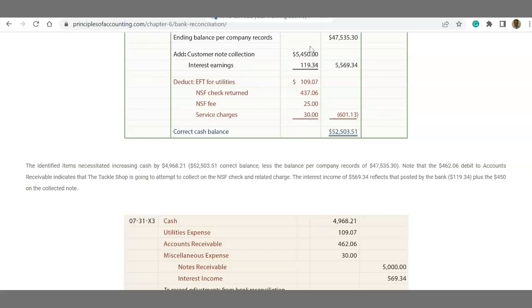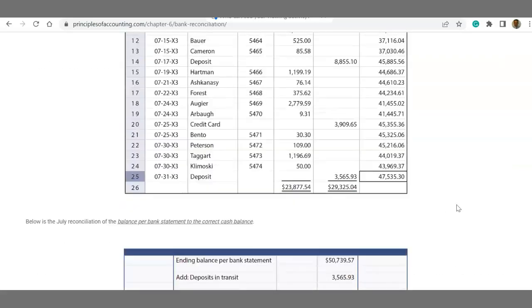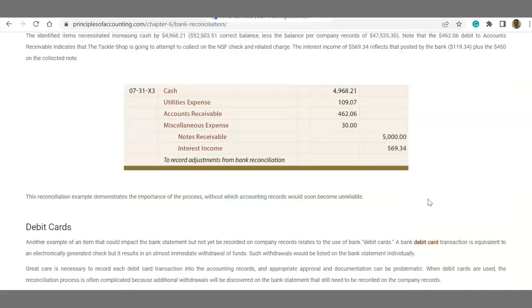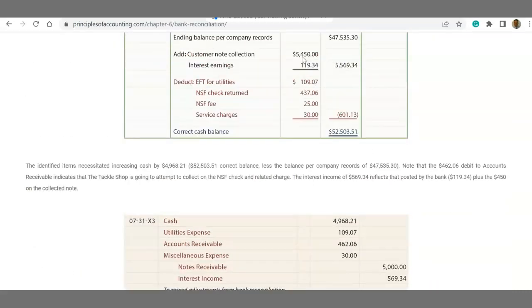Now, also you have the 5,450 collection that needs to be done separately, because again, I like to match exactly with whatever is in the bank statement, so it can be easily traced in future. So what I do on that one, imagine a portion of this 450 is the interest. The interest income is 569, reflected as posted by the bank, 119 plus 450 on the collection of note. So the 450 on the collection of note is interest.